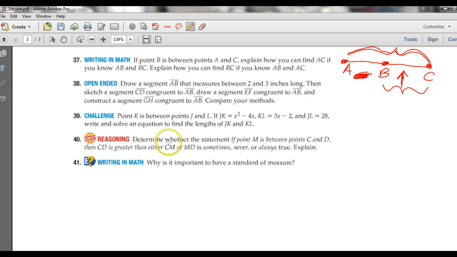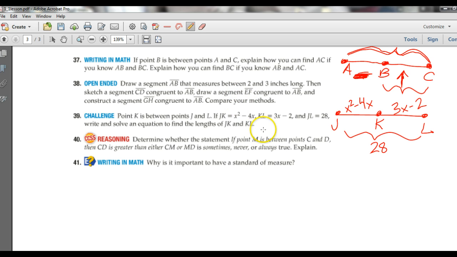For number 39, point K is between points J and L, so we'll make a diagram. JK is x squared minus 4x. KL is 3x minus 2. And JL is 28. Write and solve an equation to find the lengths of JK and KL. So we have to solve for x.